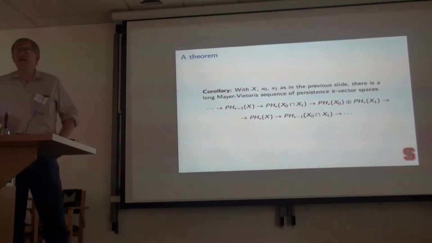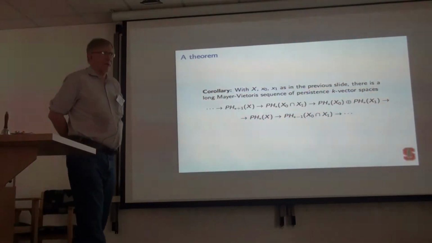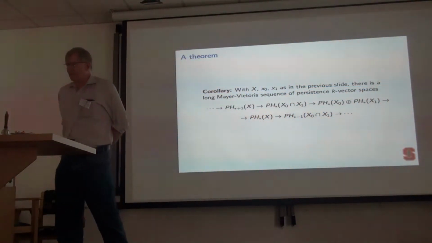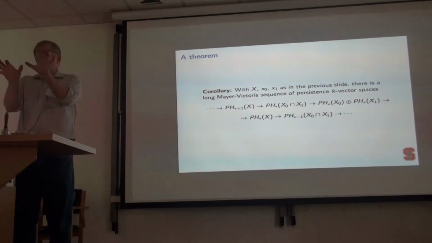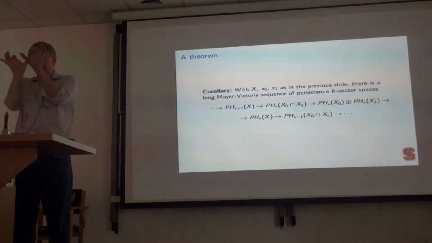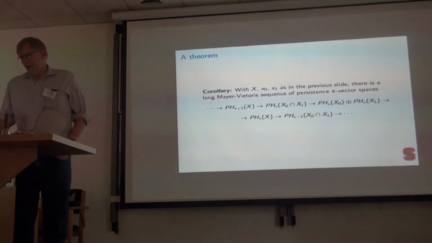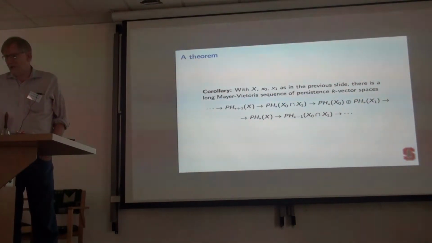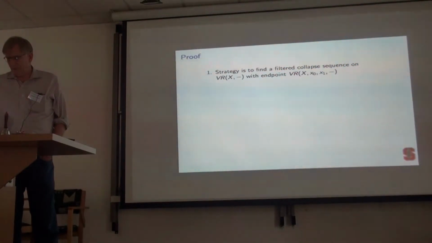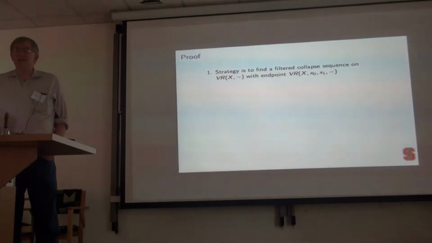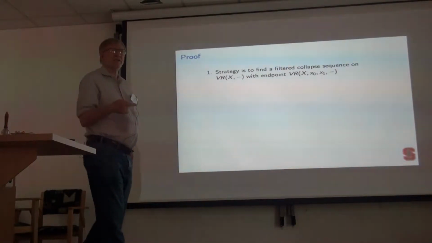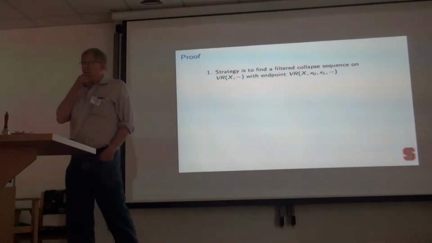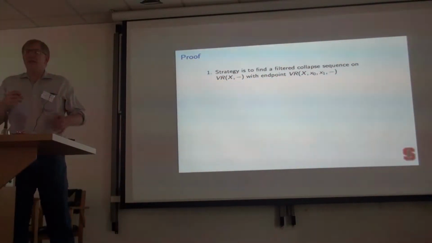So here's the corollary. In this case, when I'm removing these two, when I'm taking these subsets which are very close to the whole thing, nevertheless I get this persistent homology long exact sequence. All right, so the question is, how do we do this? Why is this true? The strategy is to find a filtered collapse sequence.